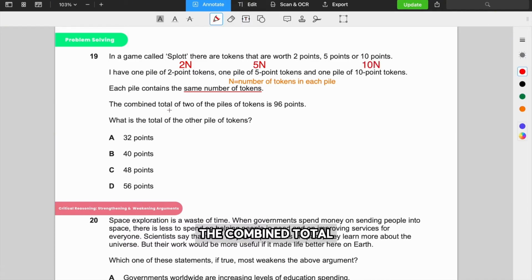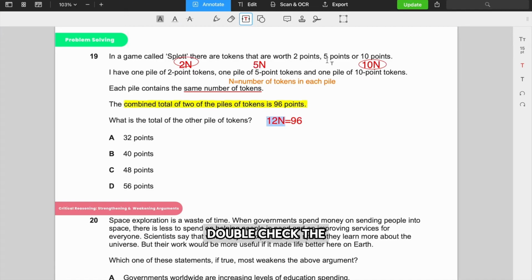So it says the combined total of 2 of the piles of tokens is 96 points. So we just have to guess and check which of the piles it could be. Could it be 2n and 5n? Well, 2n plus 5n is 7n. But could 7n equal 96? No, it can't, because 96 is not divisible by 7. So that won't work. What if we tried 2n and 10n? Those 2 piles are going to have a value of 12n, right? And can 12n equal 96? Yeah, because 96 is divisible by 12.